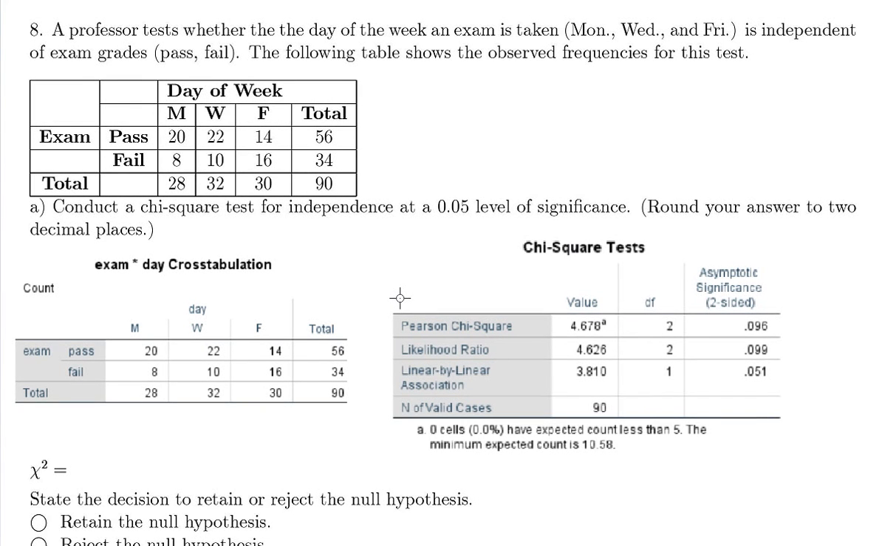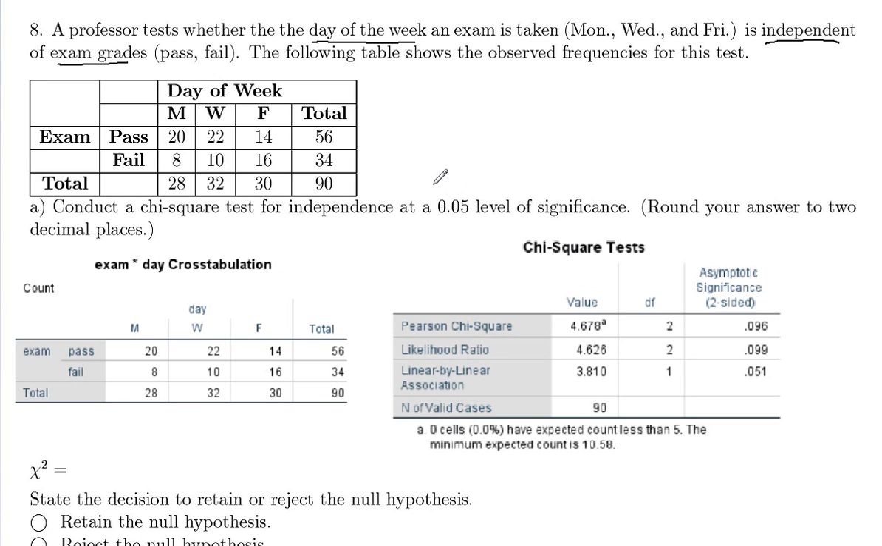We're working on Web Assigned Homework 8 and problem number 8. In this problem, a professor wants to test whether the day of the week that an exam is taken, Monday, Wednesday, or Friday, is independent of exam grades as pass-fail. The following table shows your observed frequencies, with the days of the week and the pass-fail status, and totals on the bottom and on the side. They ask us to conduct a chi-squared test of independence at the 0.05 level of significance.